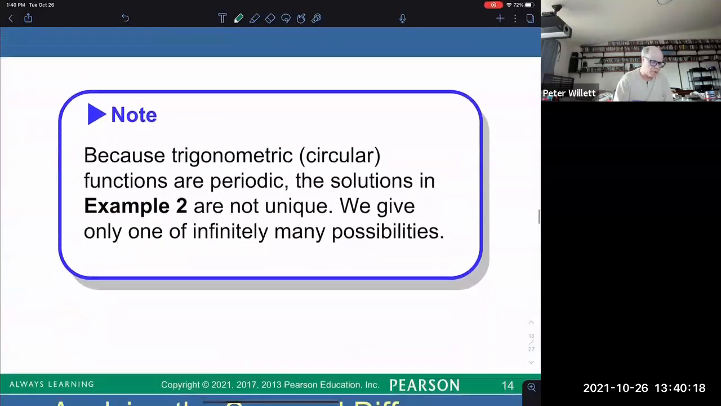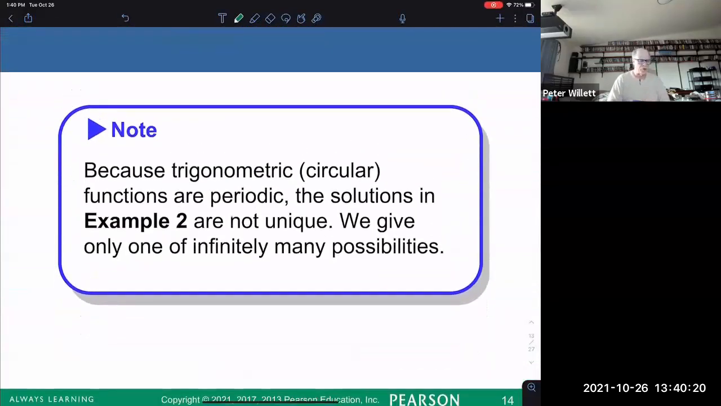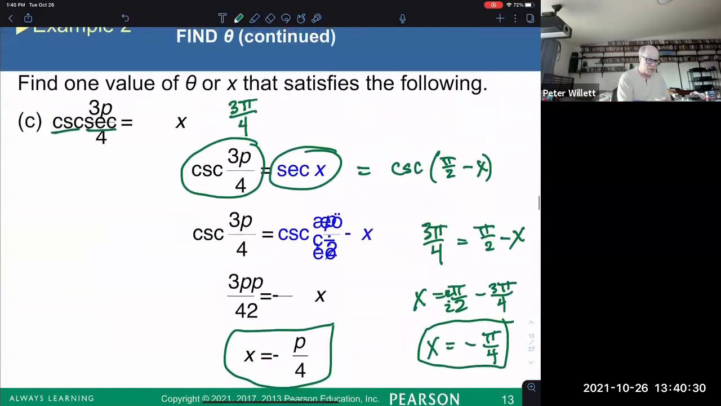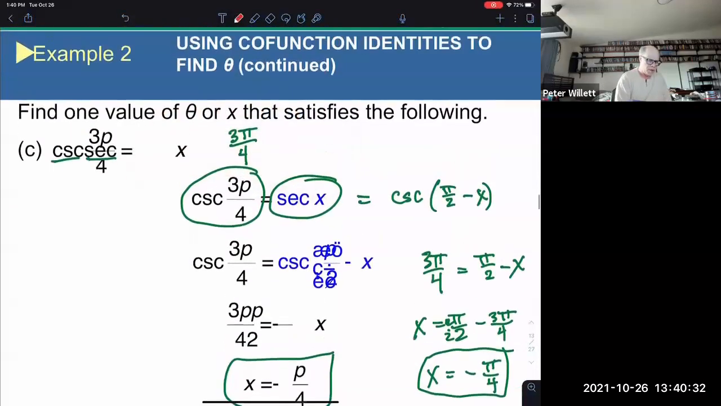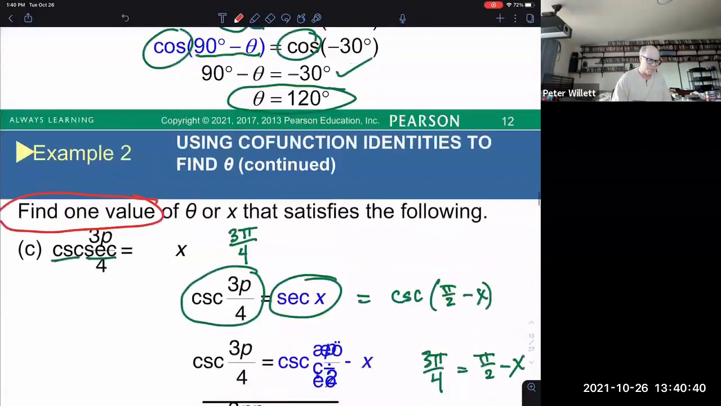Let's see, what's this note? Because trigonometric or circular functions are periodic, the solutions in example 2 are not unique. We give only one of infinitely many possibilities. So that's good. I'm glad they said that as a note. And the way we would see them highlighting that here is that it says find one value, meaning there might be other values as well, but find one value.